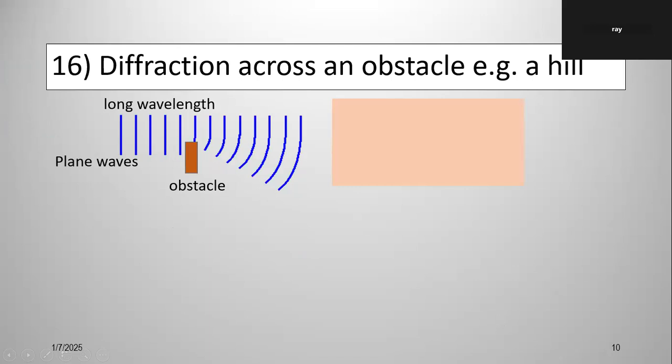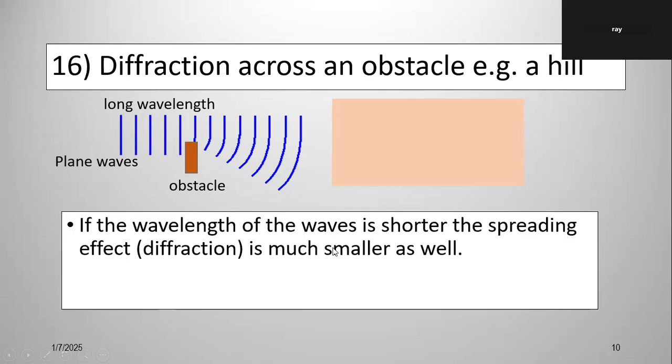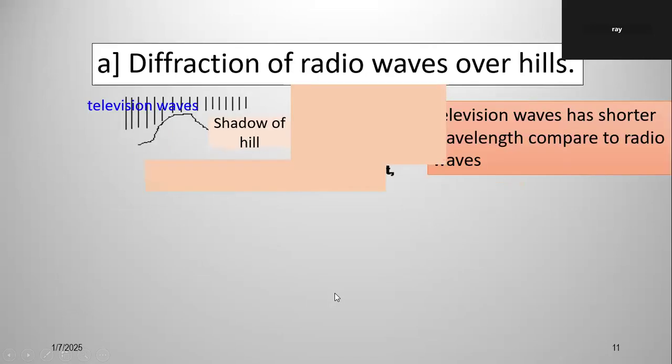Okay, diffraction across an obstacle. Example, a hill. This one has to do with radio waves. That's your plane wave, and that's the obstacle. Long waves tend to diffract or spread out more. If the wavelength is shorter, the spreading or diffraction is much smaller as well. Smaller diffraction, short wavelength.